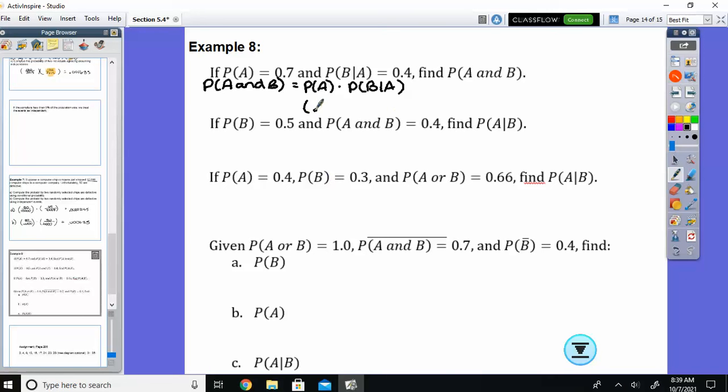So the probability of A is 0.7. Probability of B given A is 0.4. So you multiply those and what do you get? 0.28.